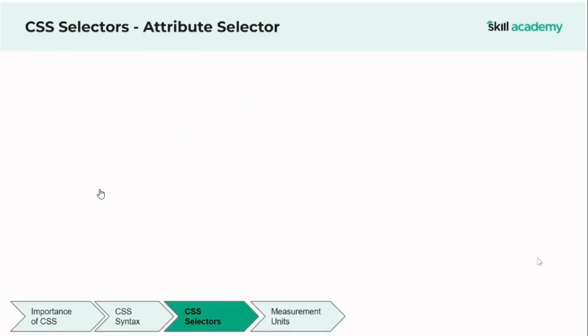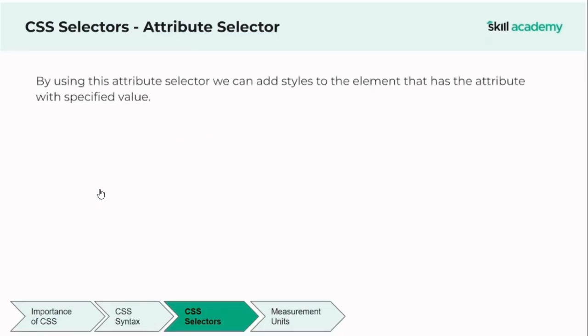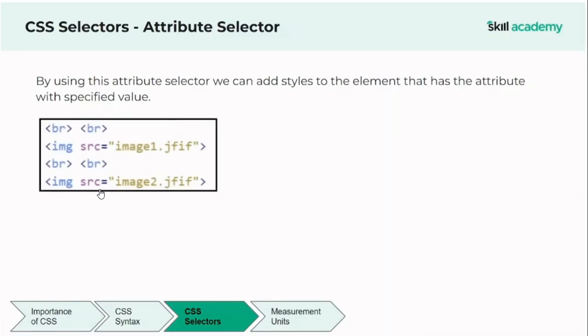Comes the attribute selector. If any style is to be applied to values of attributes, then attribute selectors can be used. Let's look into the example. The example is given with help of the image tag. The image tag is having an attribute src where the source path link of the image will be given. So, if any style has to be applied to the image, then how can we apply it?